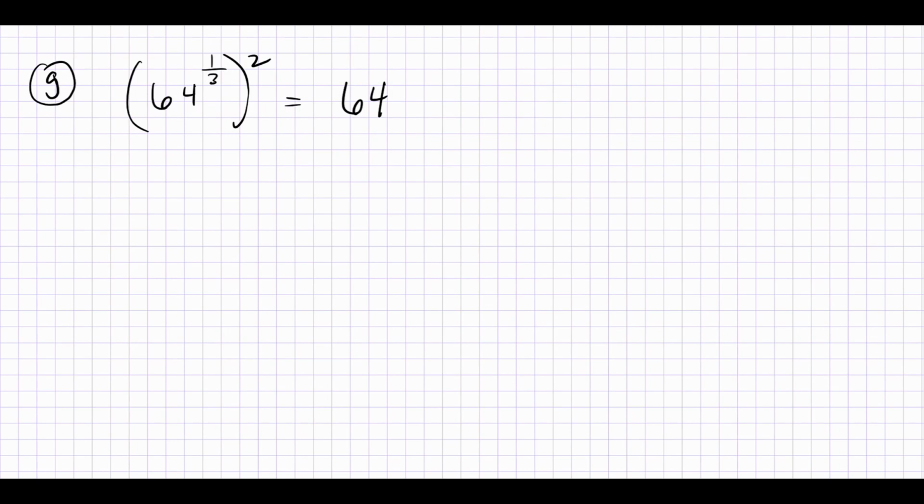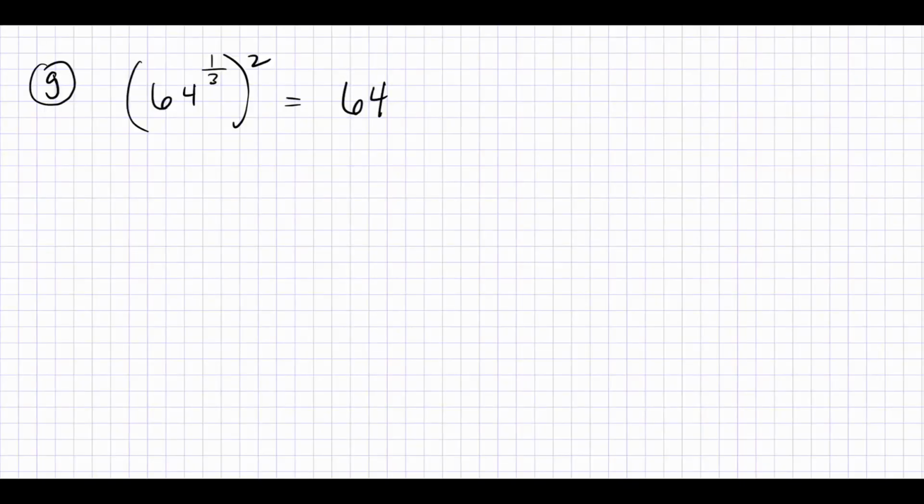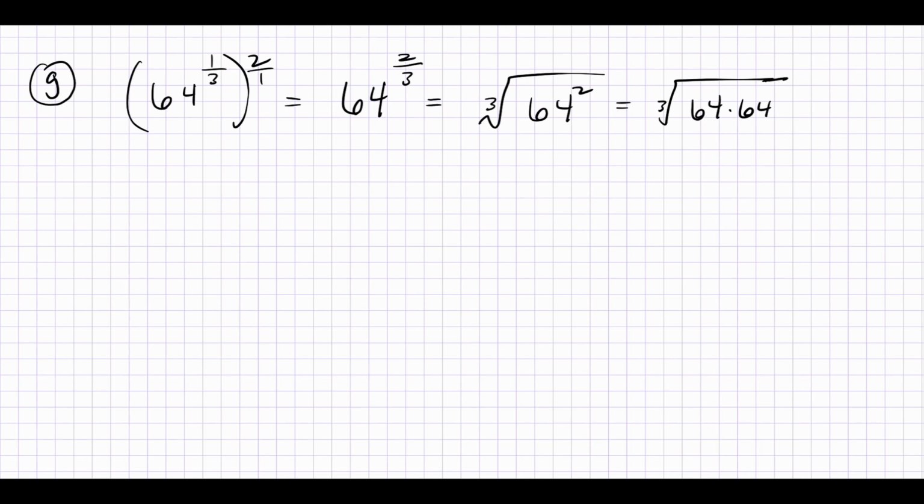So the first thing is, for this guy, I have to use rule number two. I have a power to a power, right? So I need to multiply the powers. So when I multiply 1/3 times 2/1, I get 2/3. No more parentheses. Okay? So now, since it's not A or B, it's actually 64, I gotta change it. So the third root of 64 squared, which means there's two 64s.